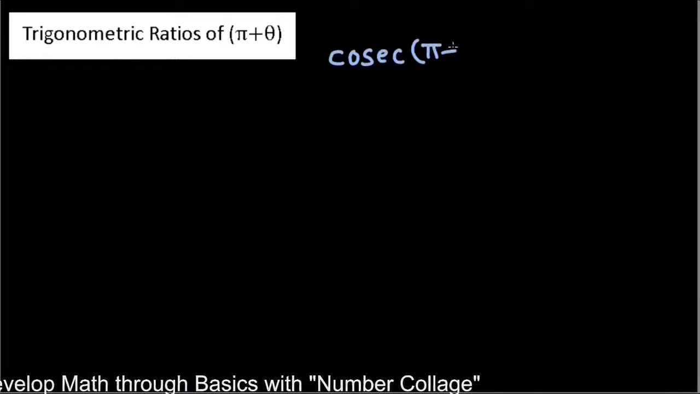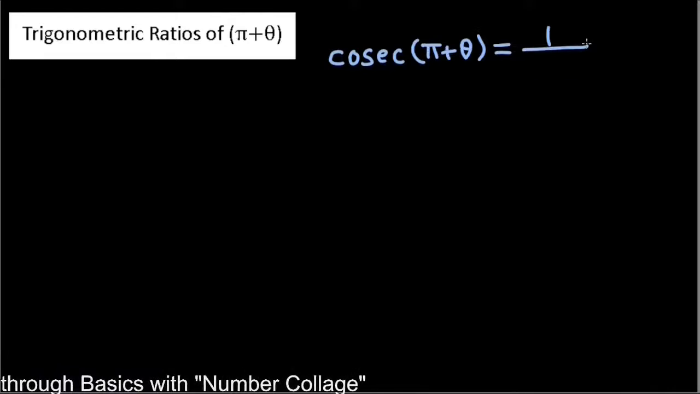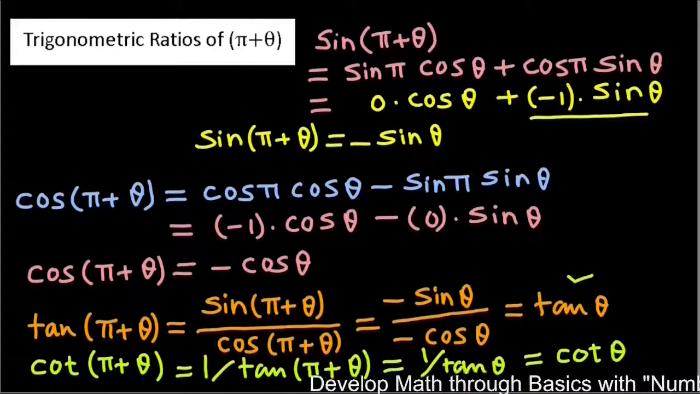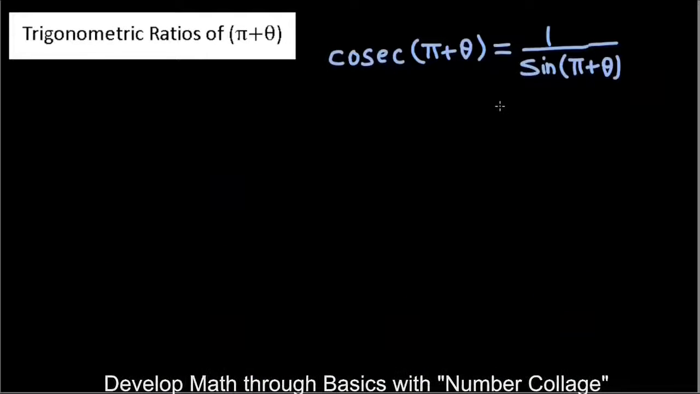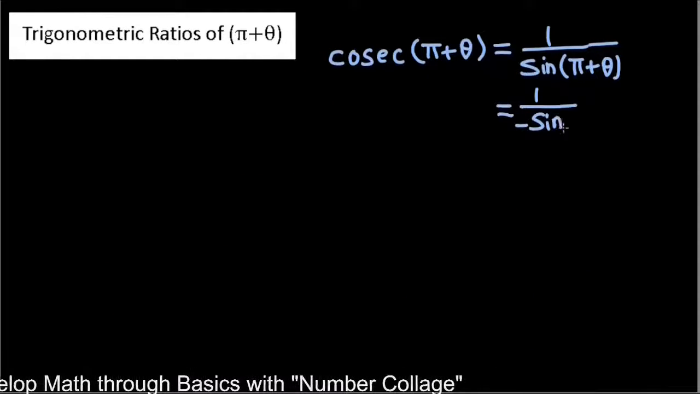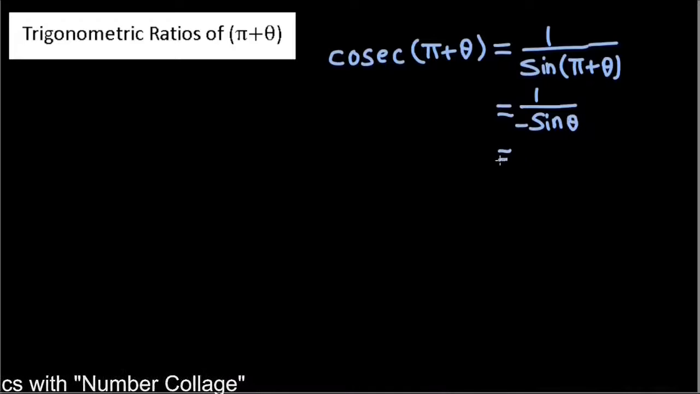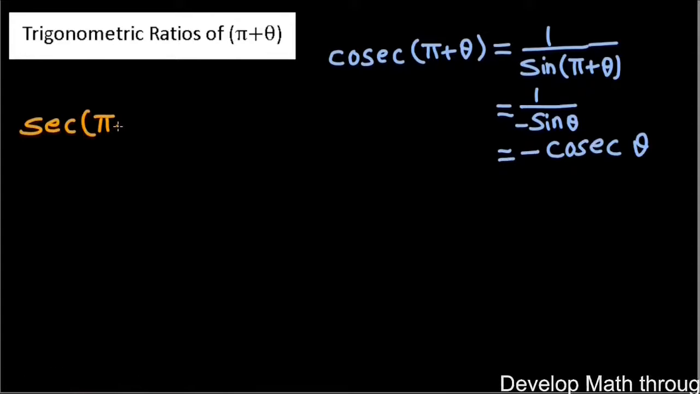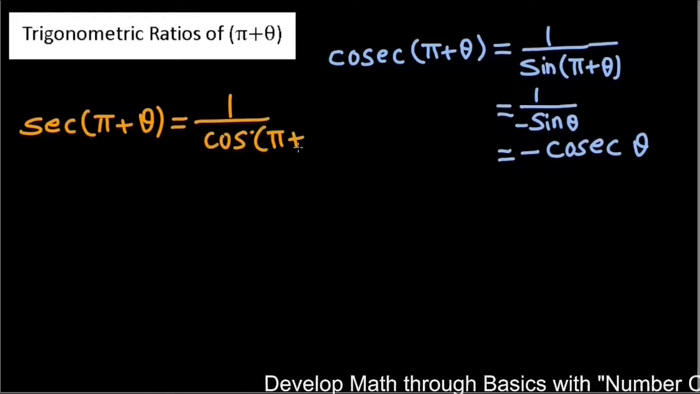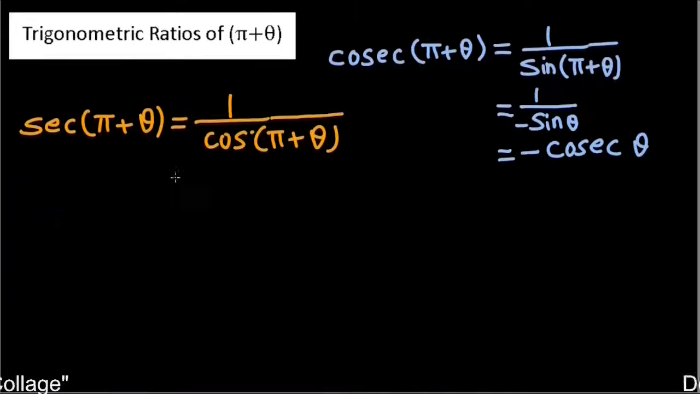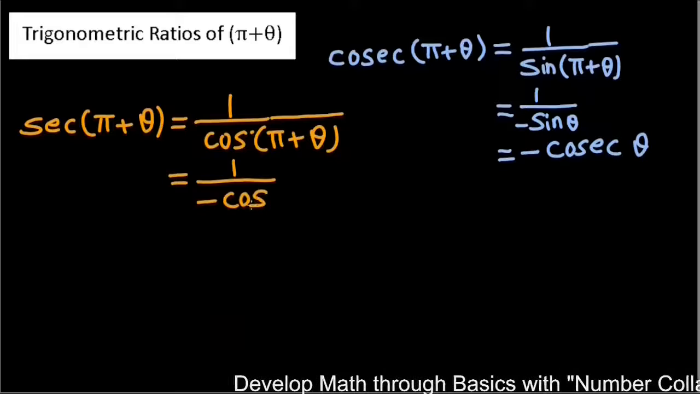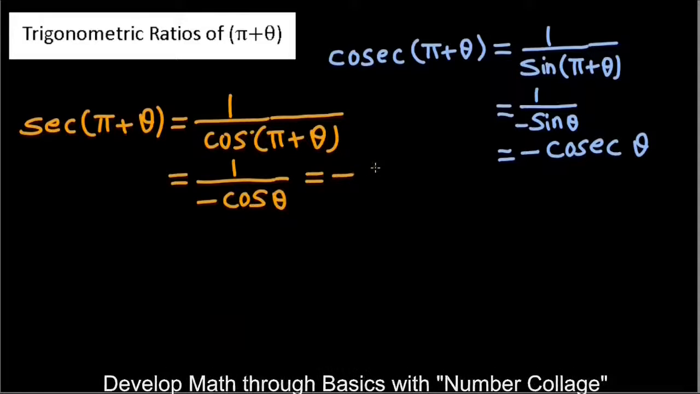Cosec pi plus theta will be 1 upon sin pi plus theta, but sin pi plus theta is minus sin theta, so therefore it will be 1 upon minus sin theta, that will be minus cosec theta. Sec pi plus theta will be 1 upon cos pi plus theta, but cos pi plus theta is minus cos theta, so therefore it will be 1 upon minus cos theta, which will be minus sec theta.